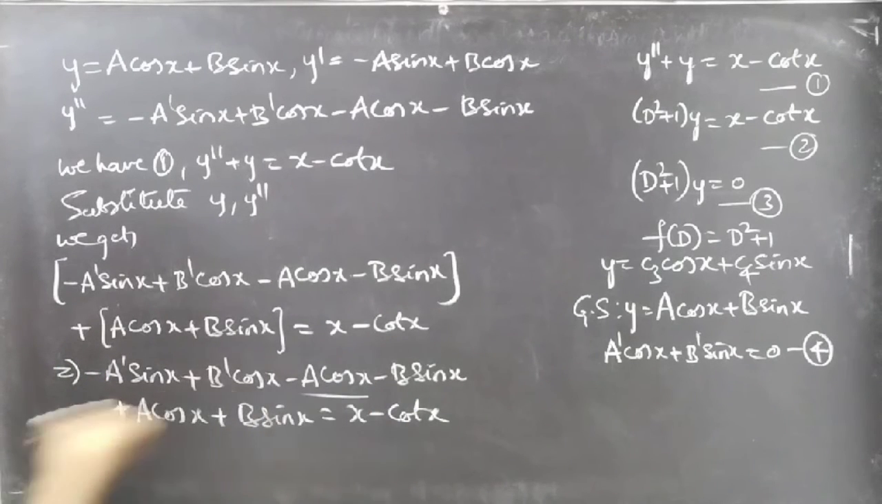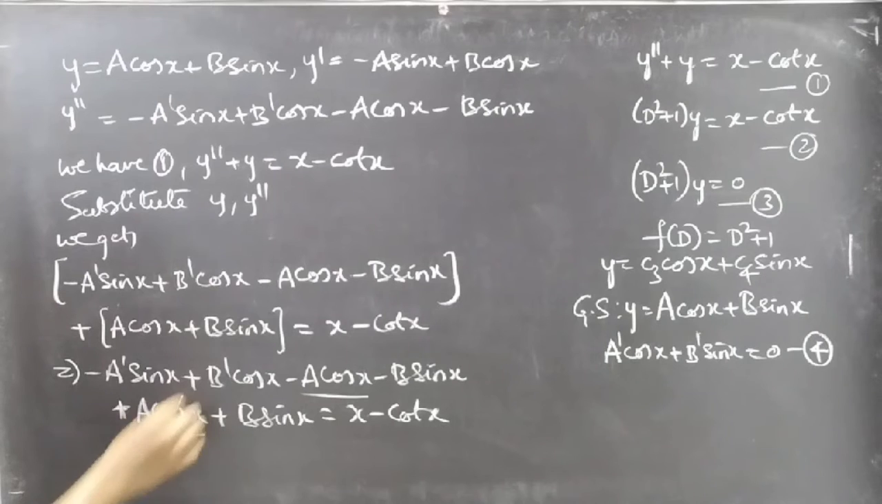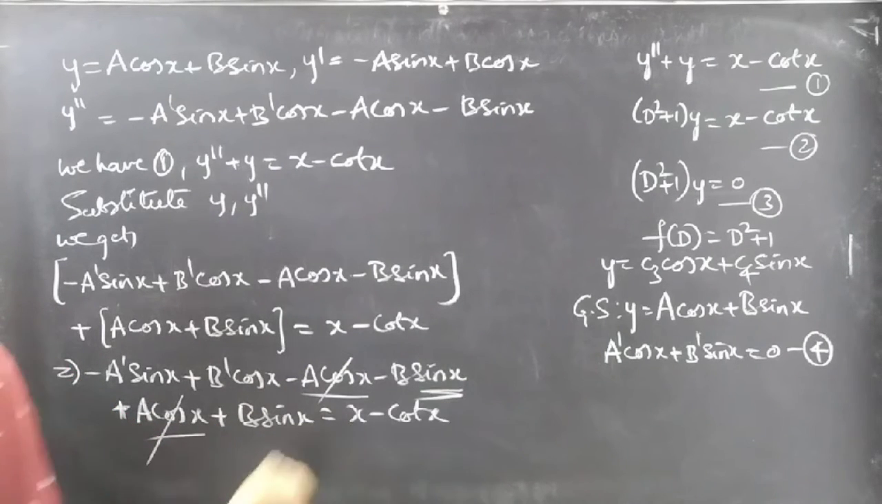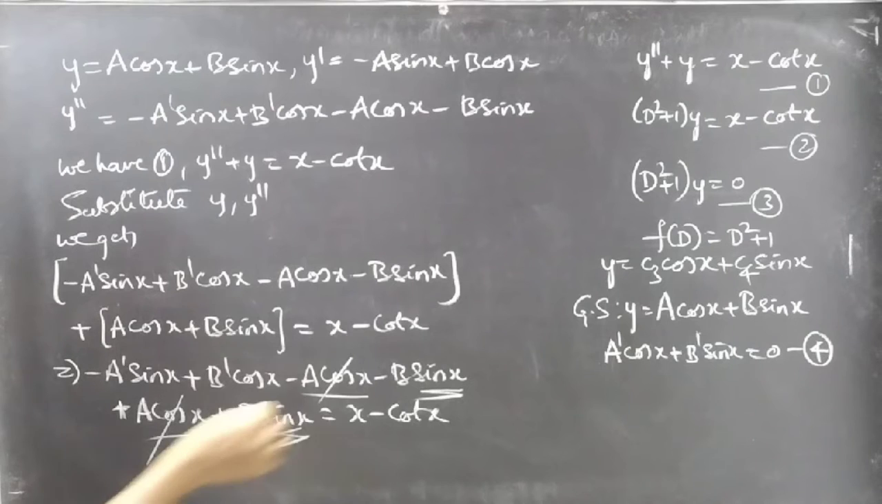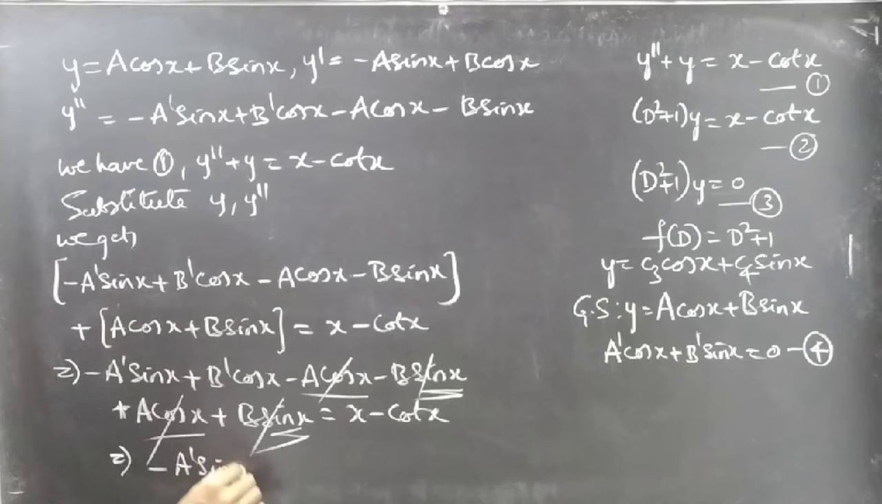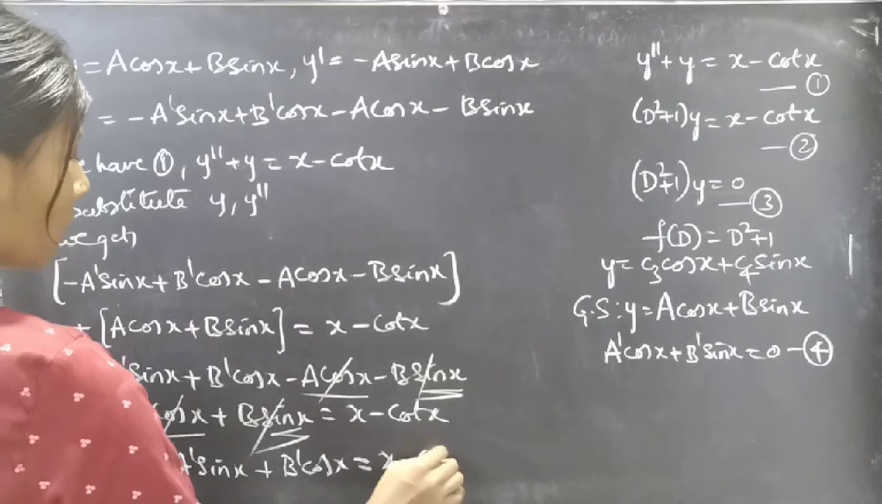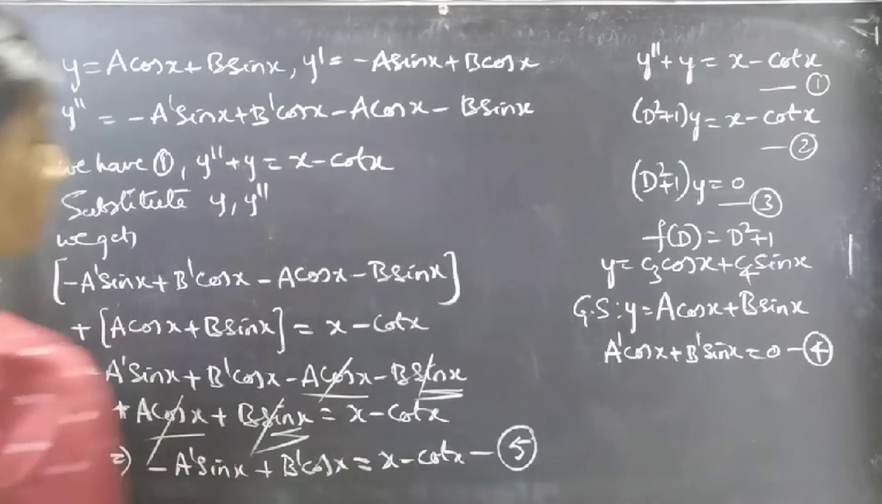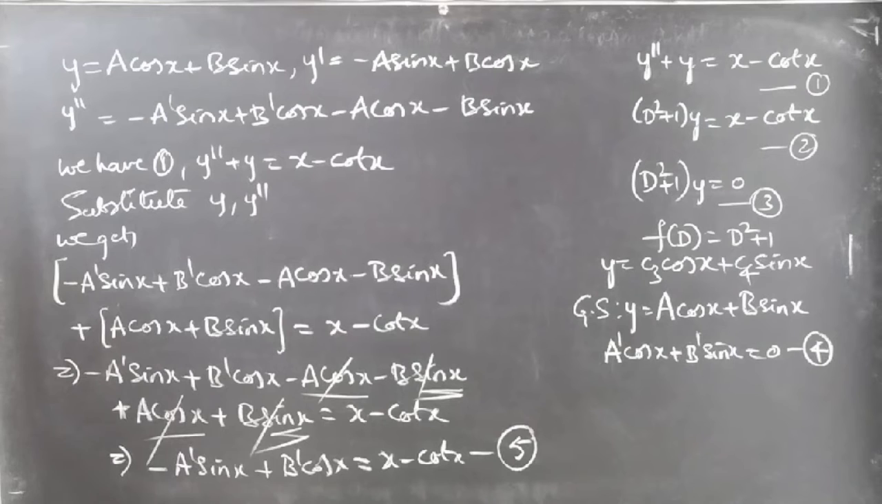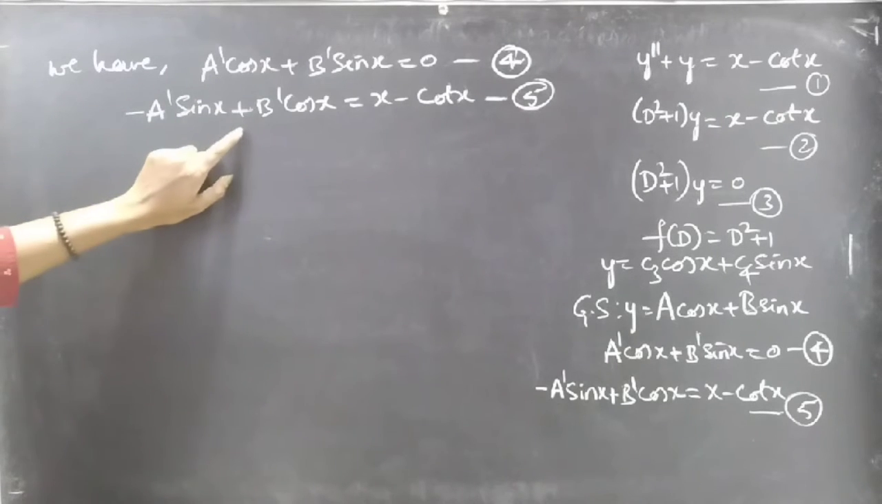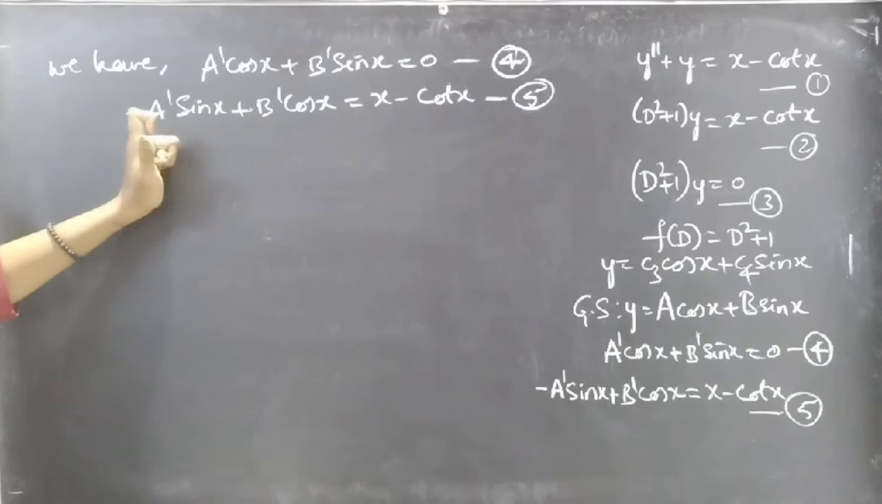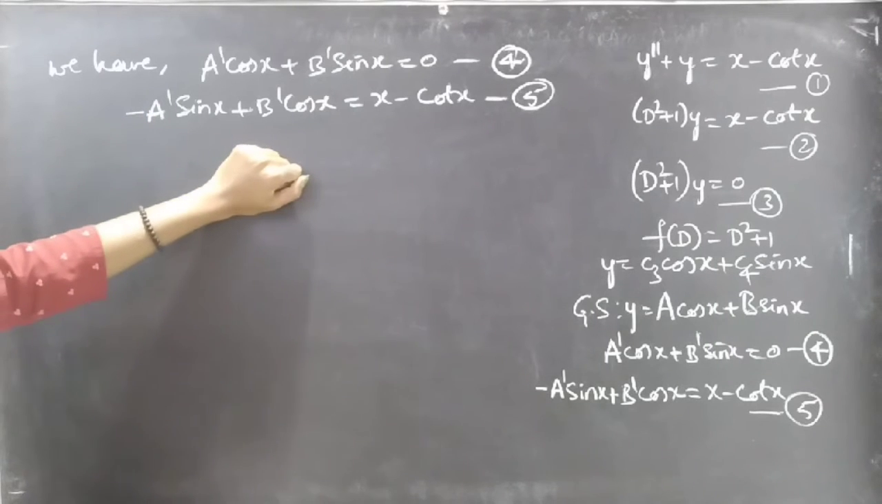So here minus a cos x and plus a cos x get cancelled. Likewise minus b sin x plus b sin x get cancelled, and this results in minus a dash sin x plus b dash cos x equal to x minus cot x. Consider this as equation number 5. Now let's solve equations 4 and 5 to find a dash and b dash. We have equations 4 and 5, right, which contain a dash and b dash. Now we are going to solve equations 4 and 5.